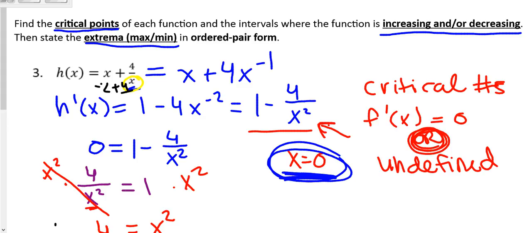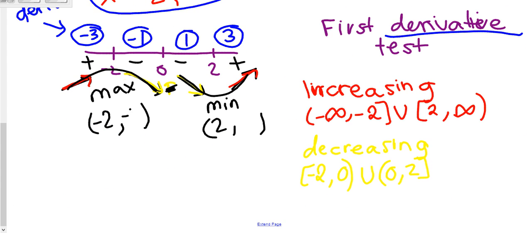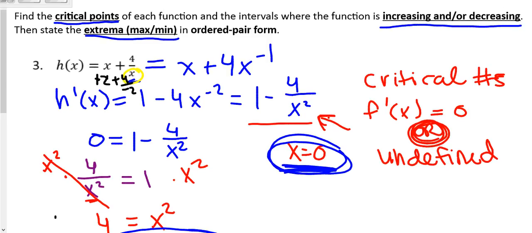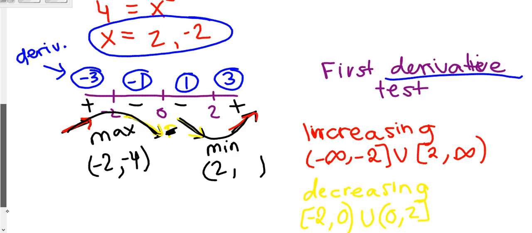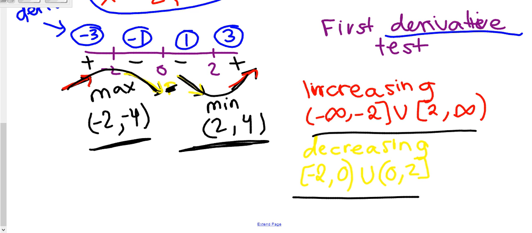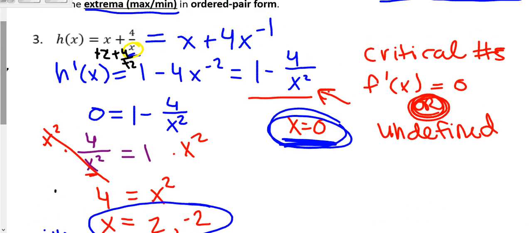When you plug in -2 to the original, going all the way back up, -2 plus 4 divided by -2. That's -2 minus 2 is -4. Now if that 2 were positive, we would have a +2 plus 4 over +2. 2 plus 2 is a +4. And there are minimums and maximums. So we have answered all parts of this question. Maximum, minimum, decreasing, increasing, and our critical numbers were back up here. 0, +2, and -2.